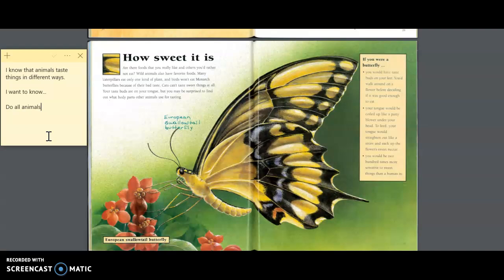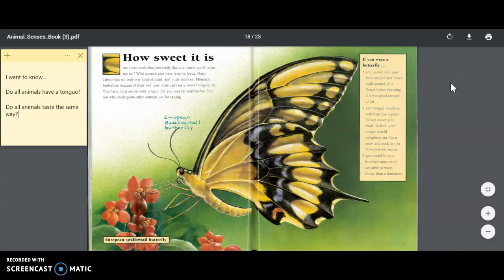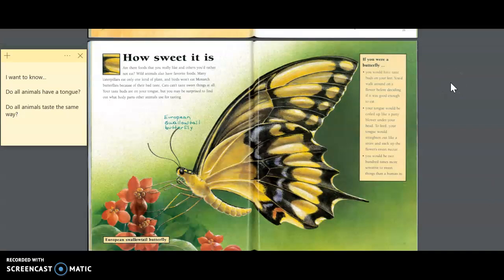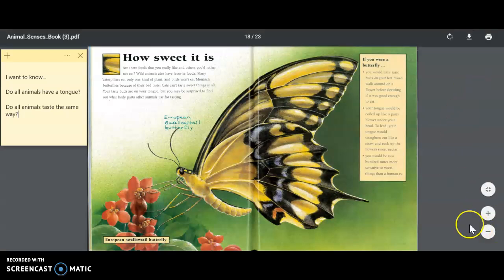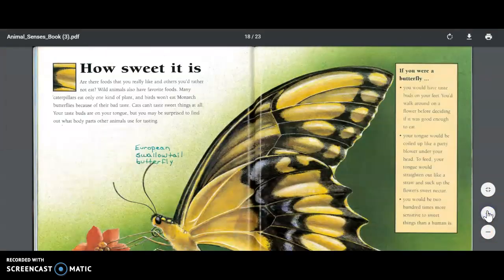This is mine personally. I want to know, do all animals have a tongue? Now, if I did not know this information earlier, a good question that I might ask is, do all animals taste the same way? So now that I have my questions, I hope that you have something written down. Now we're ready to start reading. I'm going to zoom in on this text so that you can follow along.